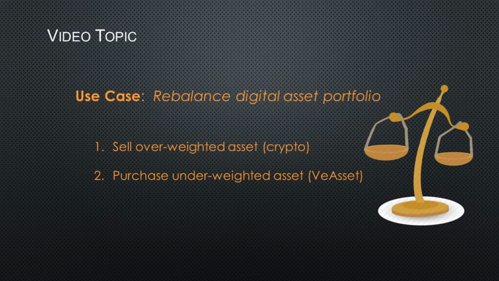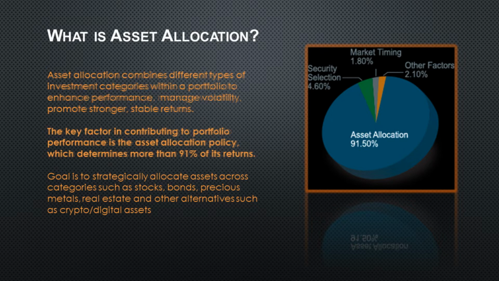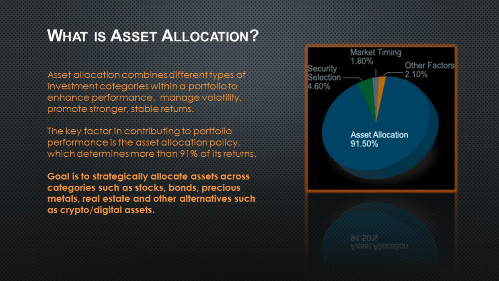Before we get started, however, let's review the definition of asset allocation. What is asset allocation? Asset allocation combines different types of investment categories within a portfolio to enhance performance, manage volatility, and promote stronger, stable returns. The key factor in contributing to portfolio performance is the asset allocation policy, which determines more than 91% of its returns. The goal is to strategically allocate assets across categories such as stocks, bonds, precious metals, real estate, and other alternatives such as crypto and digital assets.